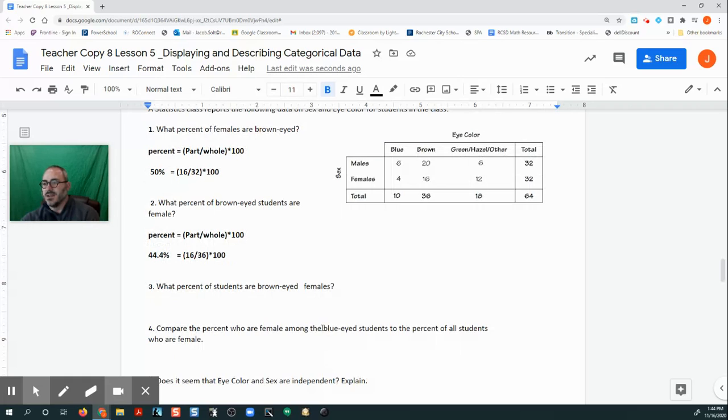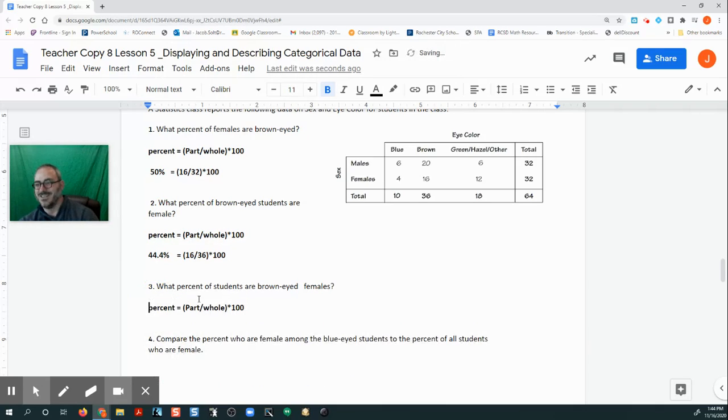All right. Next one. What percent of students are brown-eyed females? Woo! You got to read these real carefully, as you can tell. Even I need to read these very carefully. What percent of students are brown-eyed females?